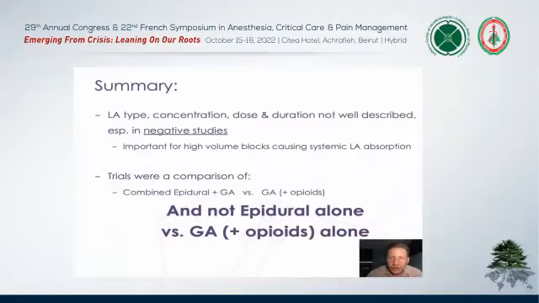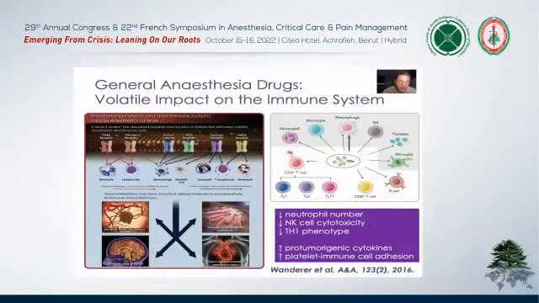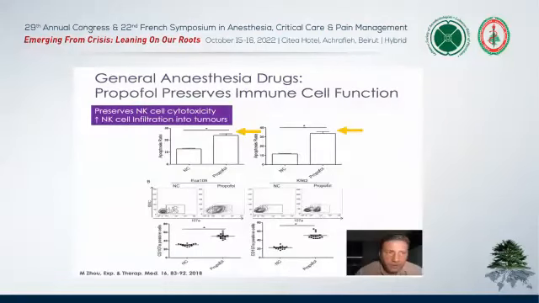Now, in terms of our hypnotic anesthetic agents, we know that volatiles and propofol have distinct influences on inflammation, immune cell phenotypes and cancer progression. So volatiles obviously act on GABA receptors, but they also act on a number of other receptors that can result in a reduction in our neutrophil numbers, reduction in natural killer cell cytotoxicity, and an increase in pro-tumorigenic cytokines. Whereas propofol seems to preserve our natural killer cell cytotoxicity and increase natural killer cell infiltration into tumors.